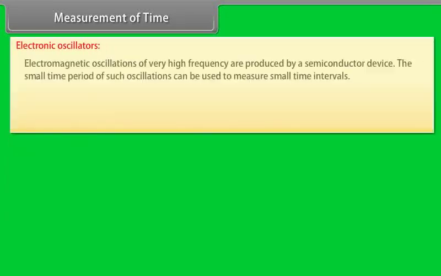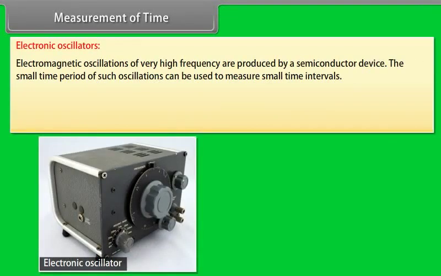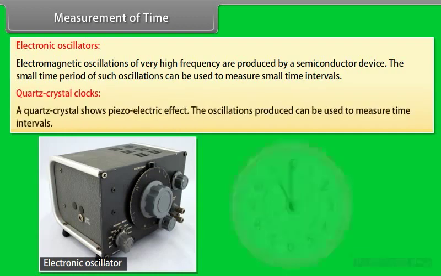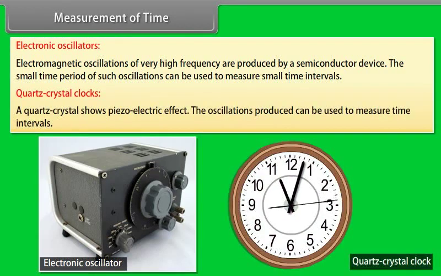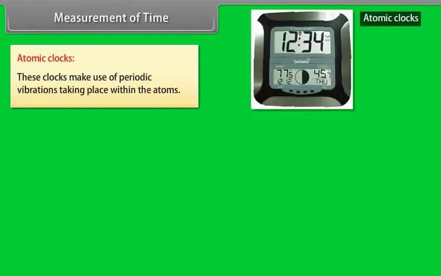Electronic oscillators. Electromagnetic oscillations of very high frequency are produced by a semiconductor device. The small time period of such oscillations can be used to measure small time intervals. Quartz crystal clocks. A quartz crystal shows piezoelectric effect. The oscillations produced can be used to measure time intervals. Atomic clocks. These clocks make use of periodic vibrations taking place within the atoms.